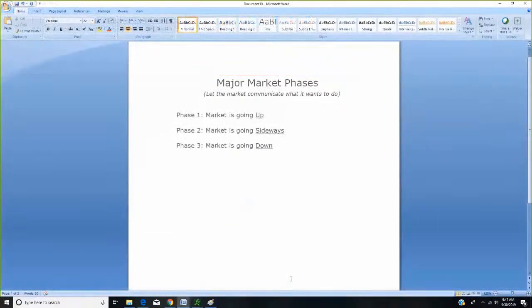Let the market communicate what it wants to do. If the market is going up, let's recognize what that looks like on the chart and trade upside to the up. If the market is going sideways, let the market communicate and then make a decision. Do not rush into these trades. Be patient. Cycle 3, or phase 3, is the market down, right? Lower lows, lower highs.